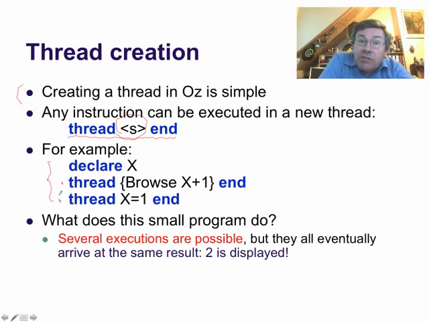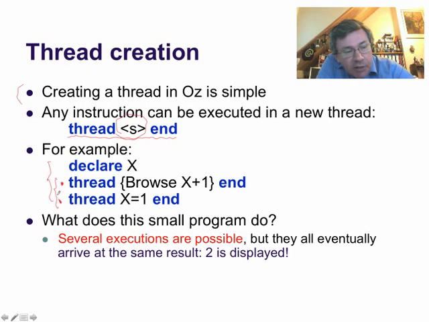And both of the threads start. The first thread starts first and the second thread starts after. But it does not mean that the browse will execute before the x equal 1. In fact, we don't know. The first one might start and immediately slow down a lot, and the second one might start and immediately run. We really don't know. So the relative speeds between the two threads can be anything.